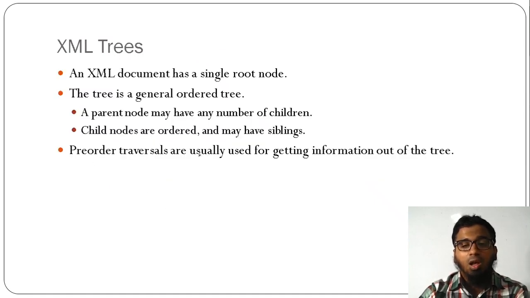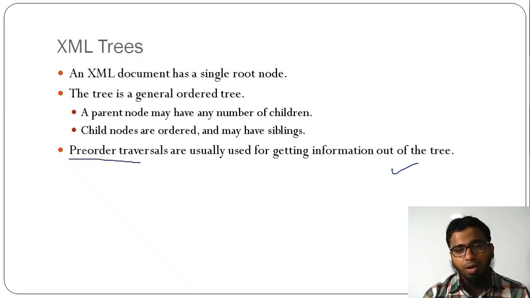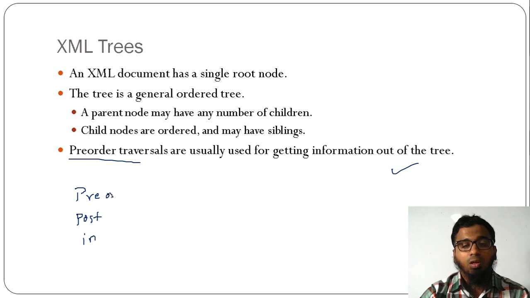Pre-order traversal is usually used for getting information out of the tree. From the tree, what traversal will we use? Pre-order. Okay, pre-order. There are three orders. I think you studied in C++ data structures: pre, post, in. So XML will follow the pre-order.